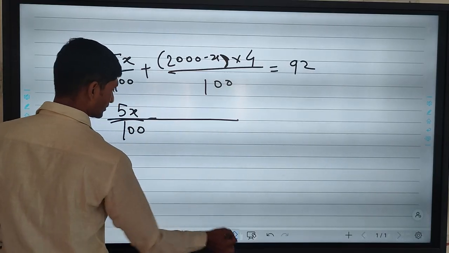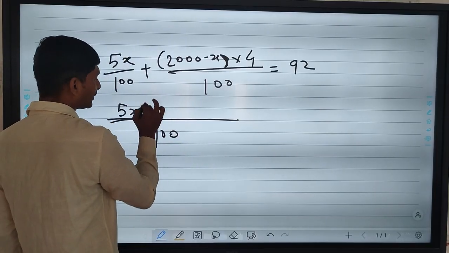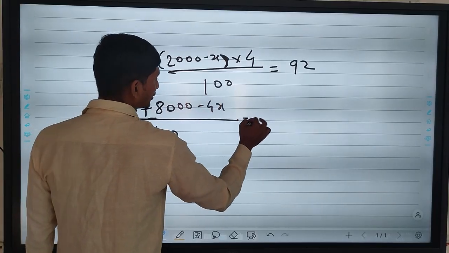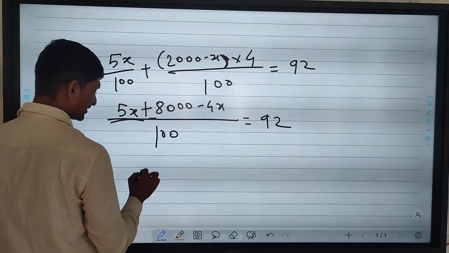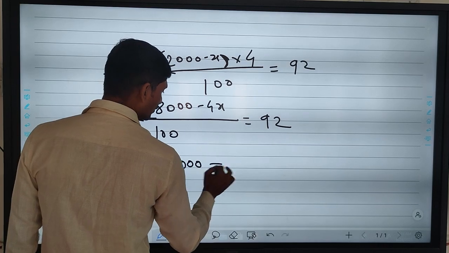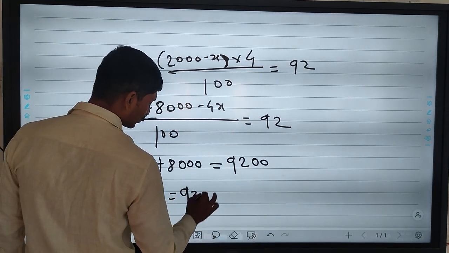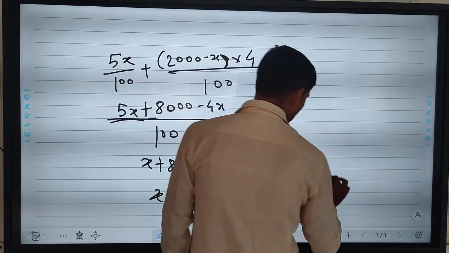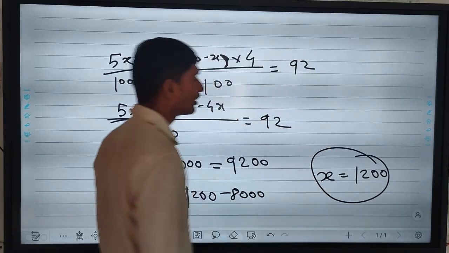Now here 100 gets cancelled, so 5x plus 8000 minus 4x is equal to 9200. Now here we write 5x minus 4x, x plus 8000 is equal to 9200. Here x is equal to 9200 minus 8000. Here the value of x is equal to 1200. This is the value of x.